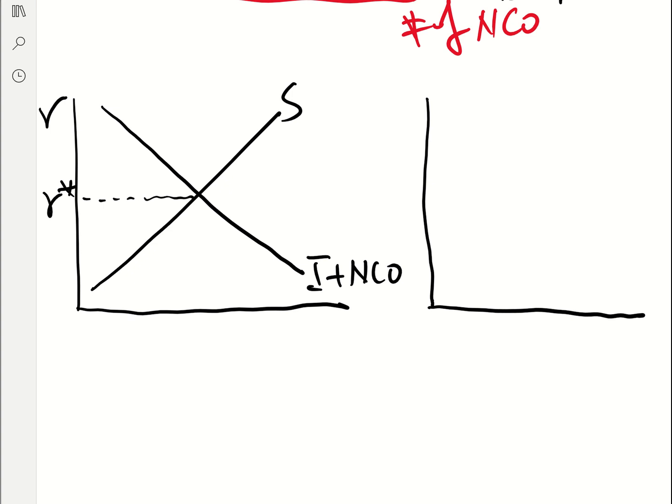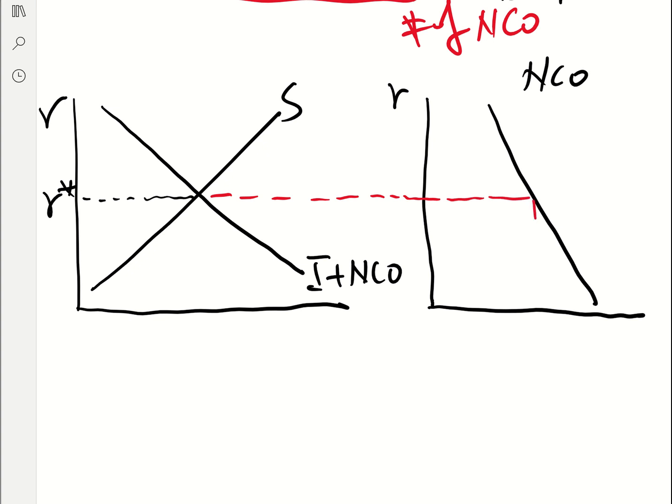Now this equilibrium interest rate will impact our market for NCO, the net capital outflow. So at the next market, the NCO, again, this is the interest rate, the NCO market, this will decide the amount of NCO we have.